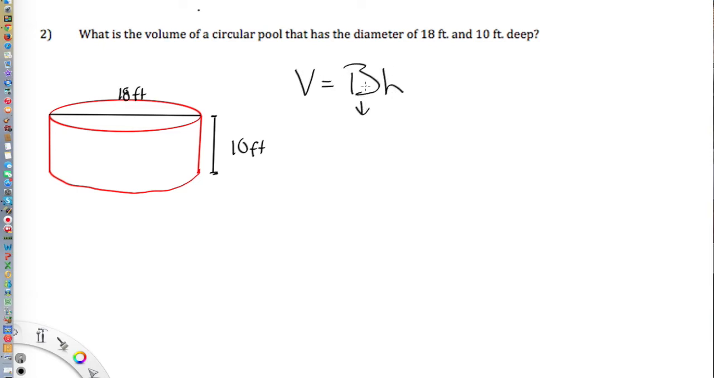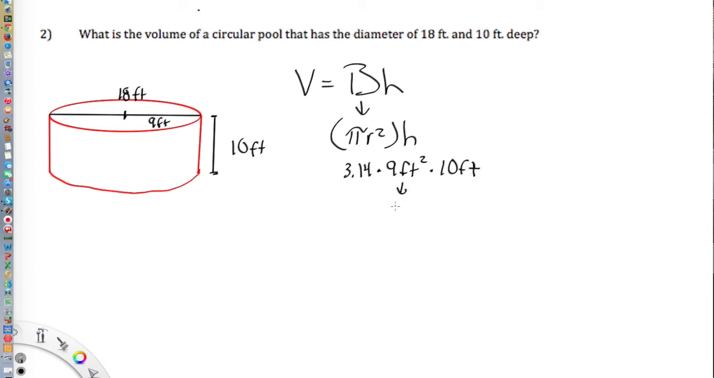My big B, my base area, is a circle. A cylinder is really just a round prism, so it's still big B times H. But the way I find the area of a circle, or big B, is pi r squared, and then I multiply it by the height of my cylinder. So pi is 3.14. My radius, if the diameter is 18, the radius would have to be 9 feet. So that would be 9 feet squared times my height, which is 10 feet.